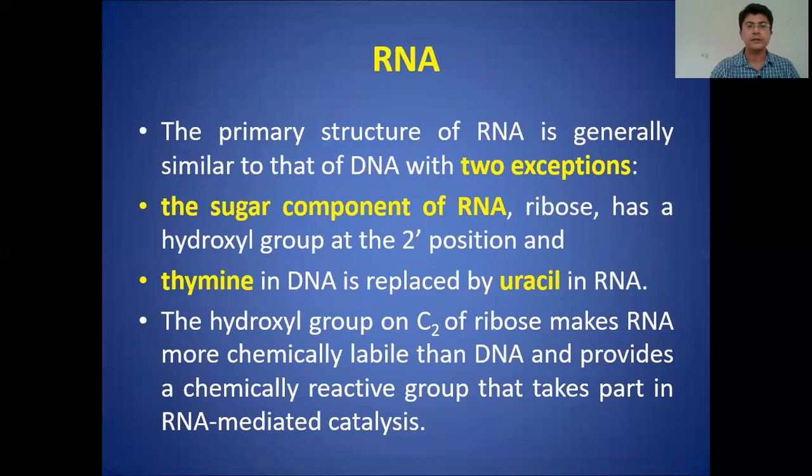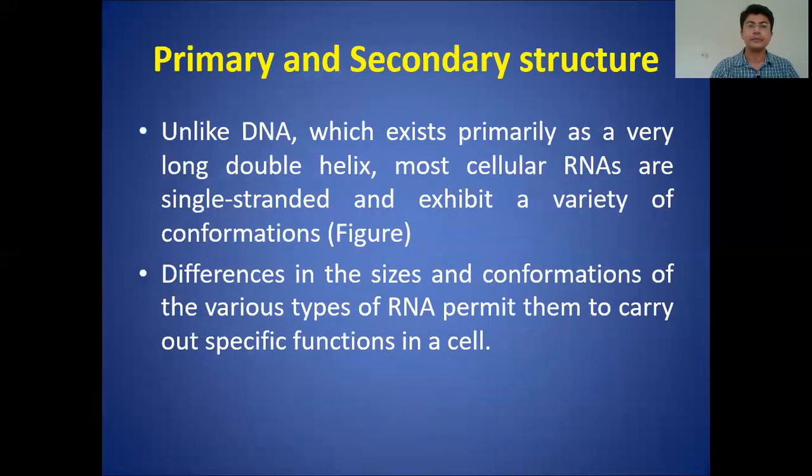RNA molecules: the primary structure of RNA is generally similar to that of DNA with two exceptions. Number one, the sugar component of RNA is ribose, which has a hydroxyl group at the 2' position, and thymine in DNA is replaced by uracil in RNA. The hydroxyl group on C2 of ribose sugar makes the RNA more chemically labile than DNA and provides a chemically reactive group that participates in several RNA-mediated catalysis.